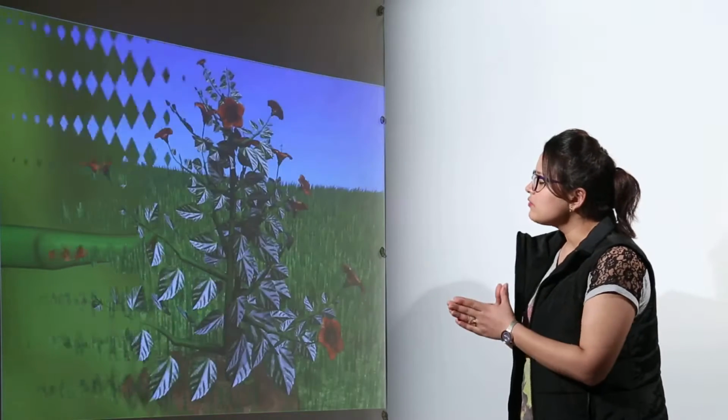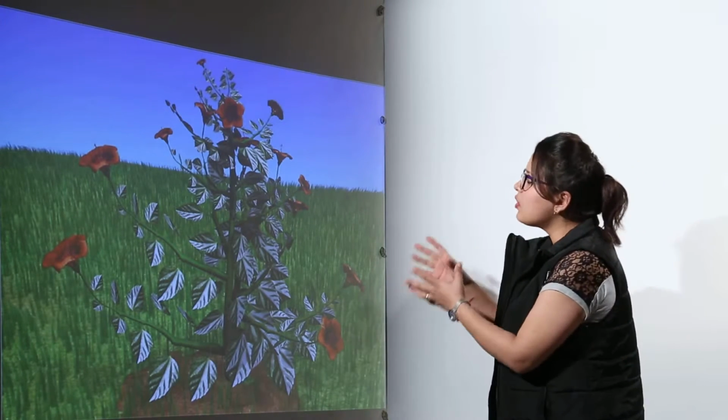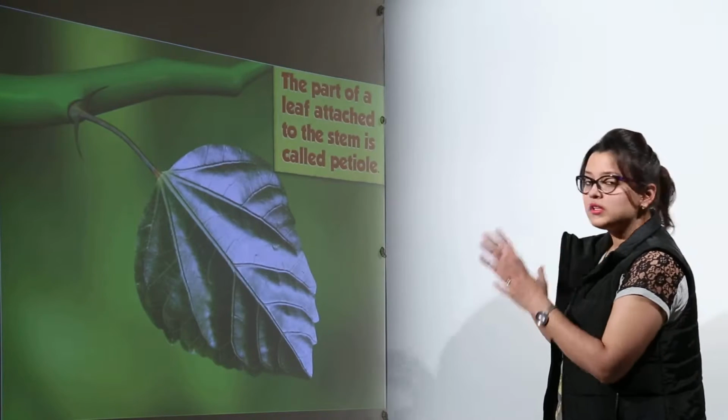Now, what is the function of a leaf? The basic function is the preparation of food for the plants. So leaves form a very important structure for the plants.